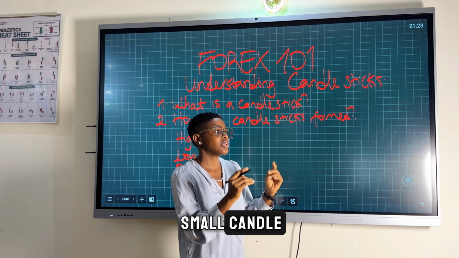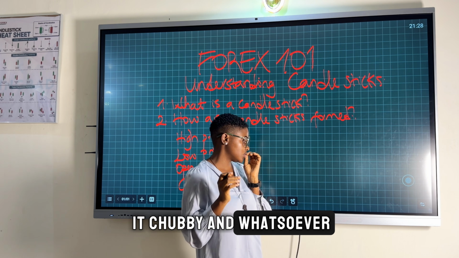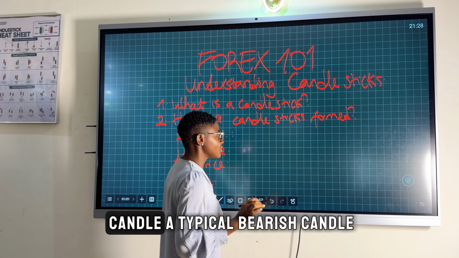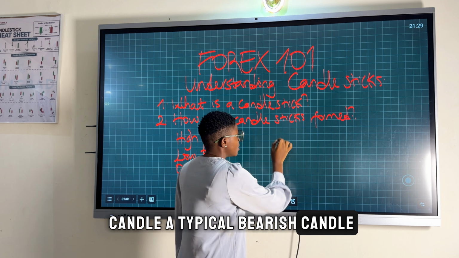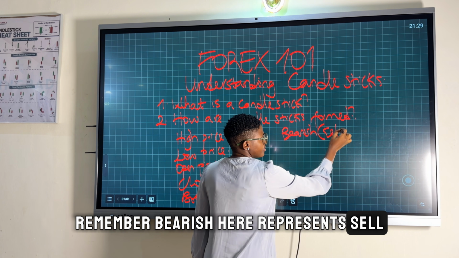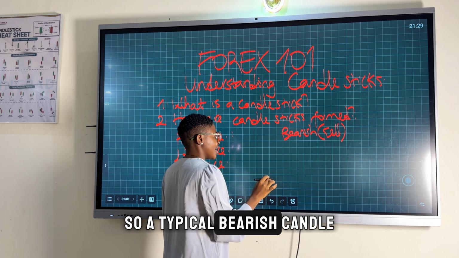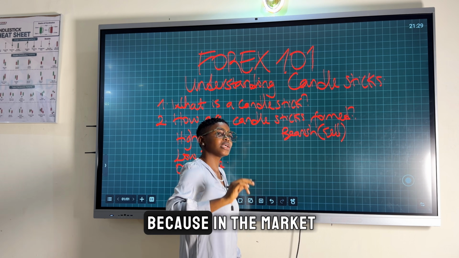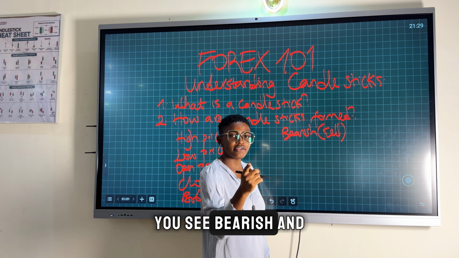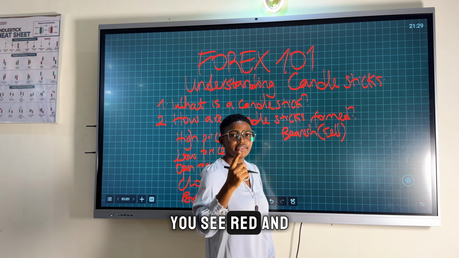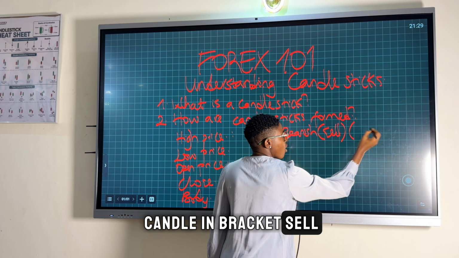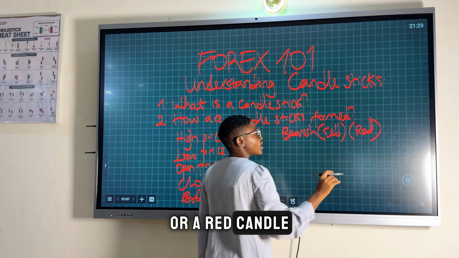And we have body. The body of the candle basically tells us the length of the candle. Is it a small candle? Is it slim? Is it chubby? And whatsoever. Now, a typical bearish candle. Remember, bearish here represents sell. In the market you see two colors. You see bearish and you see bullish. You see red and you see green. So a typical bearish candle, in brackets sell, or a red candle looks like this.